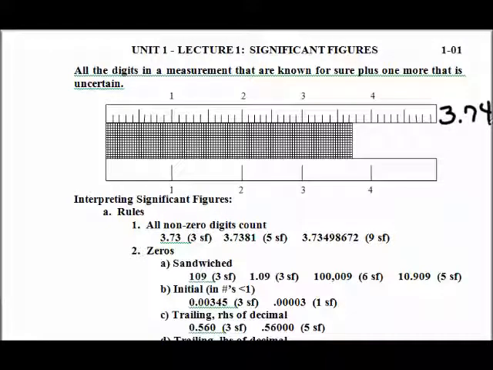Now, if we look at the ruler that's on the bottom, it doesn't have all those lines in between it, so it's not as accurate. All we can say is that it falls somewhere between 3 and 4. Now, to me, it looks like it's definitely past 3.5, so we can say it's 3.6, 3.7, 3.8. Make your best guess. I'm going to say 3.7.